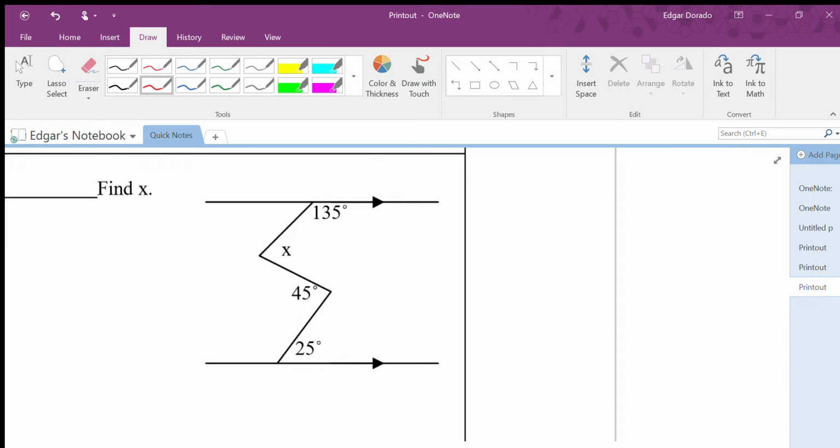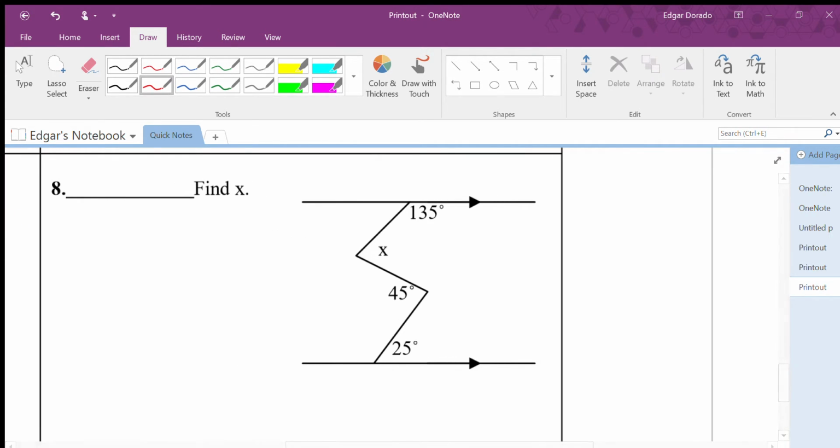All right. And then finally, this last one, example number 8, is very similar to example number 4 that we did up top. So you had to go ahead and make two sets of imaginary lines here to find, once again, my top portion of angle X, my bottom portion of angle X, and add them to find the total measure of angle X.